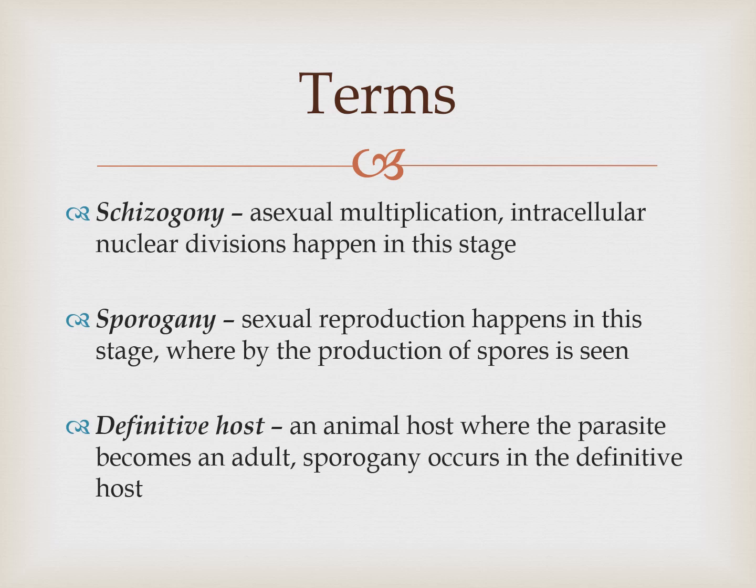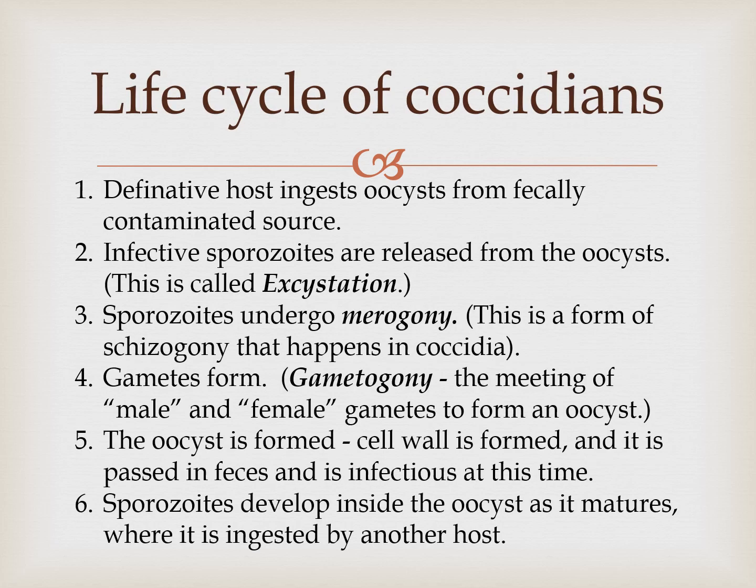Okay, now as you're going through this lecture material, make sure that you know the infective stages in the definitive host for all of the coccidians that we're going to talk about today. So here I've given you a general life cycle of all coccidians. The definitive host ingests oocysts from a fecally contaminated source. This is the infective stage.